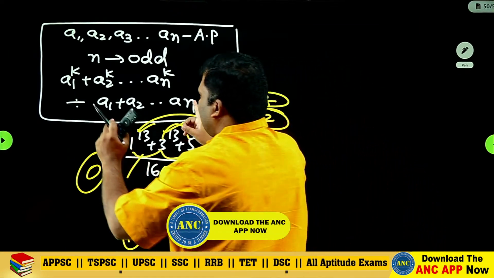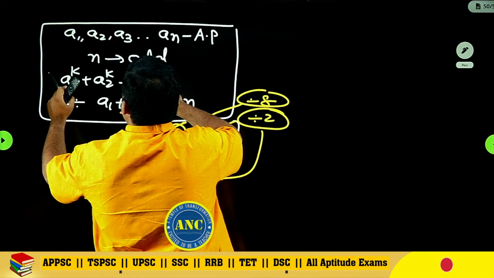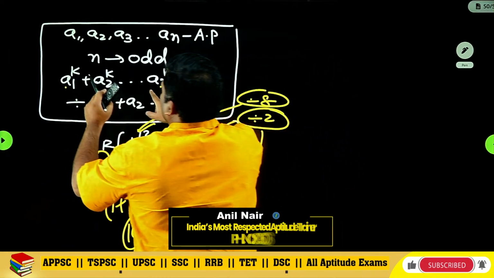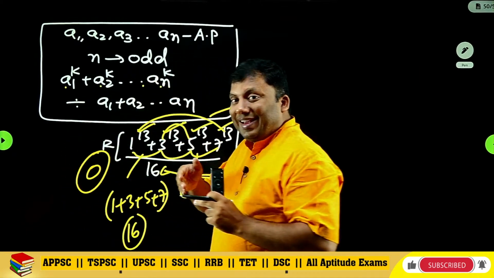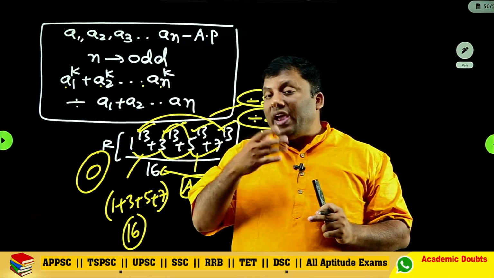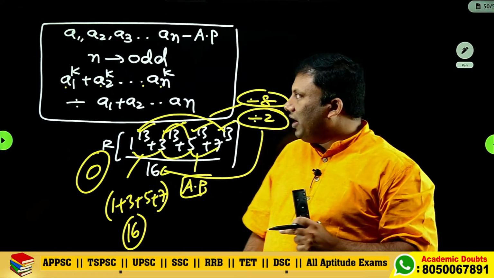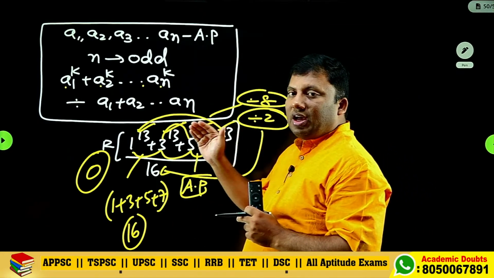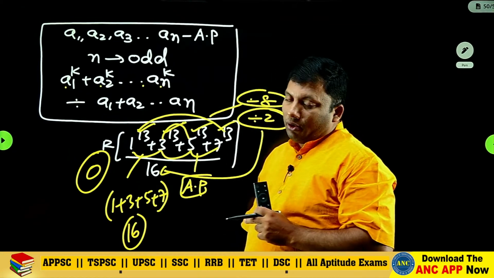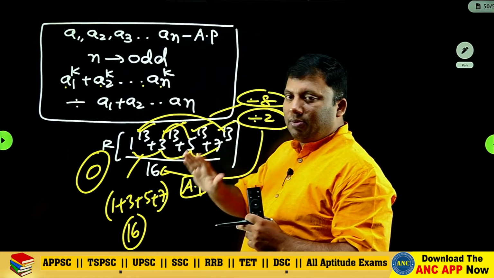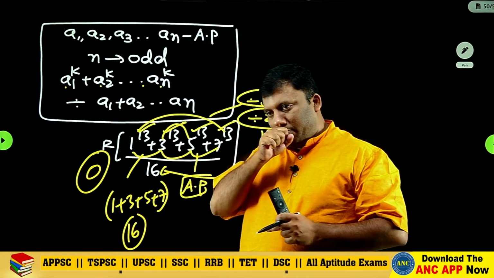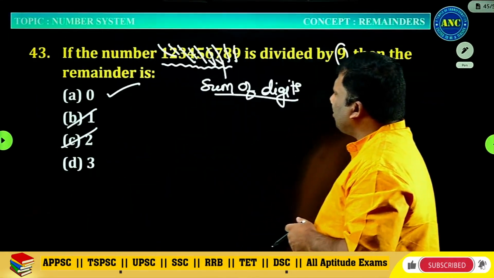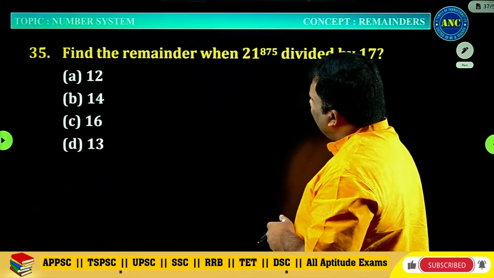Think logically. a1 power k plus an power k is divisible by a1 plus an. a2 power k plus a(n-1) power k is divisible by a2 plus a(n-1). Like that you will get the sum of the bases. The why behind the concept is also very, very important. If the power is an odd number and the bases are in arithmetic progression, then it is always divisible by the sum of the bases. Any question related to it? Let us solve.